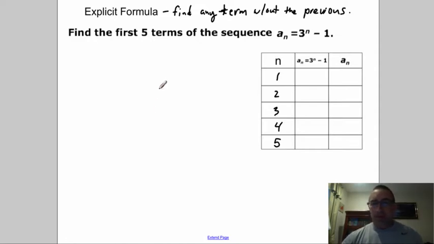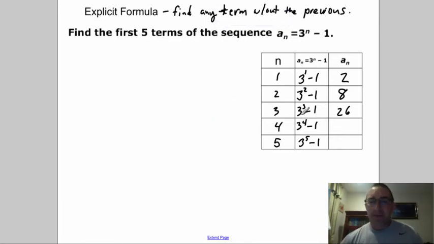So if I, for instance, want to find the first term, I just have to plug into my formula. First term, n is 1. So in my formula here, 3 to the n minus 1, I'm just going to put in a 1 for n. 3 to the first minus 1 is 2. I can jump down here and find the fifth term, 3 to the 5 minus 1. So I can find any of these on their own. 3 squared minus 1 is 8. 3 to the third minus 1 is 26. 3 to the fourth minus 1.